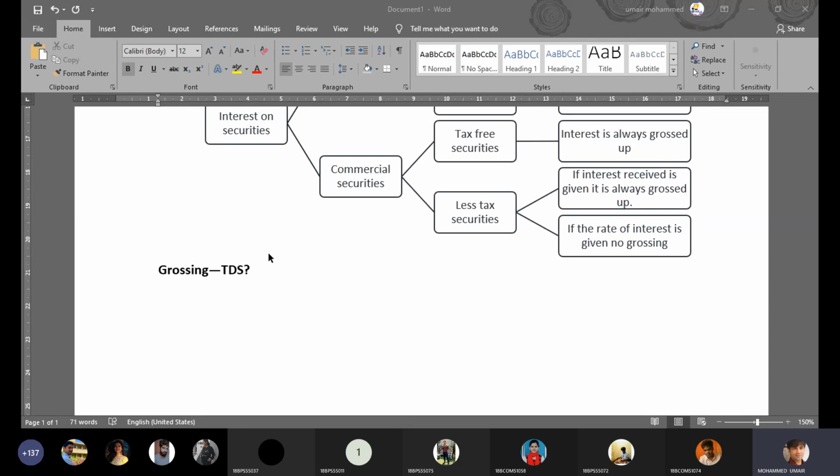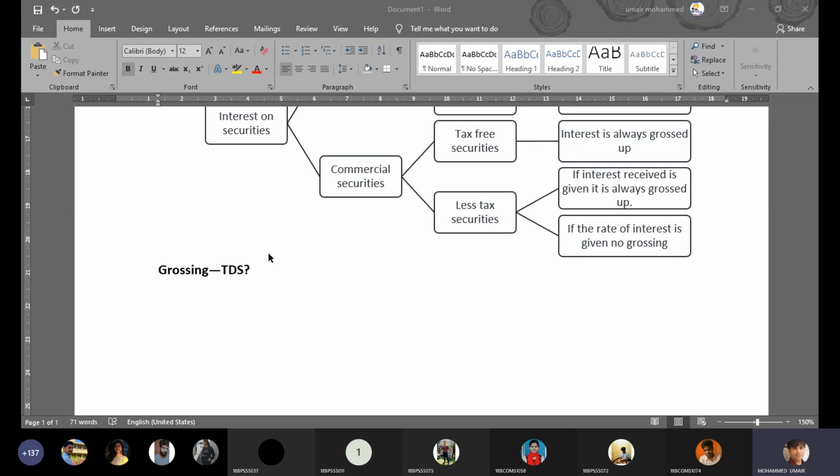For example, I deposit money in a bank. I earn interest on my fixed deposit. The government says, okay, I might earn the interest, but there is a possibility that I may not pay tax on the interest I have earned. So what the government says is simple. Who is giving you interest? The bank. So it is the responsibility of the bank to deduct the tax and give you the net income.